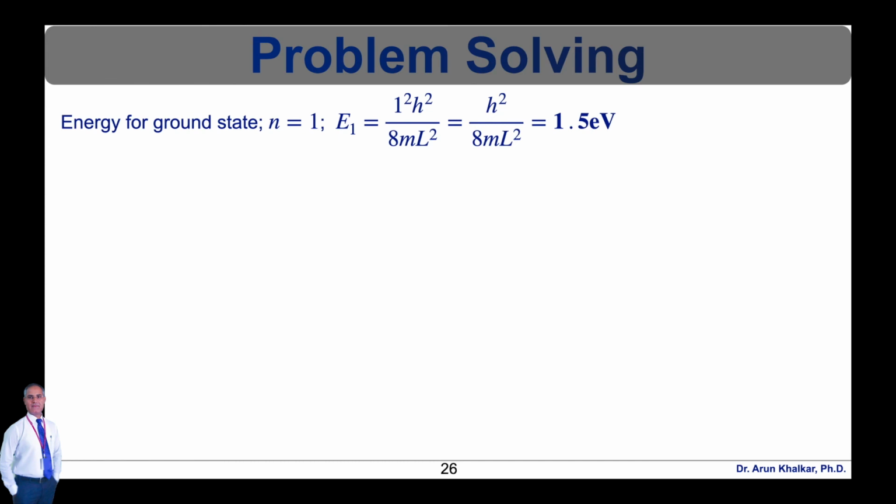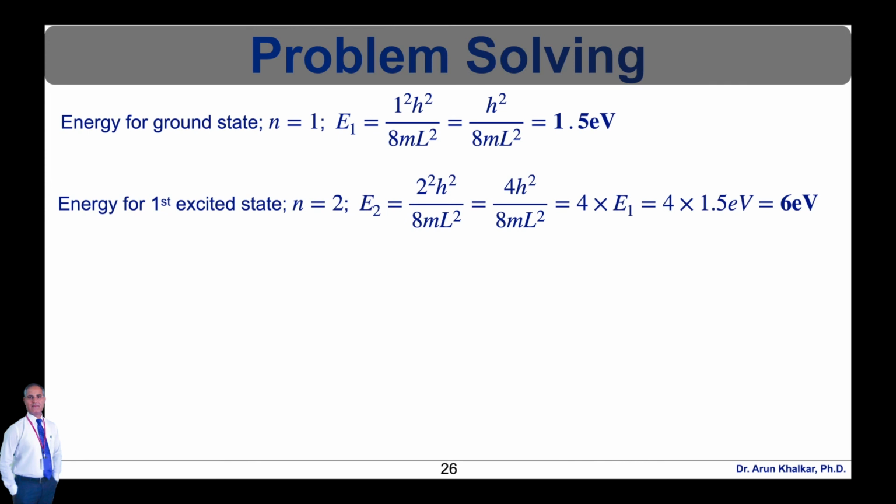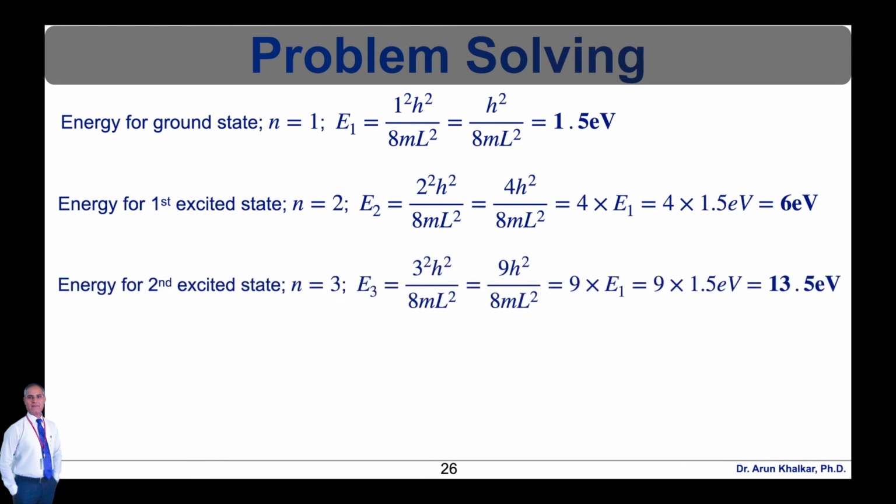Therefore, for the first excited state at n is equal to 2, we can write E2 is equal to 2² h² / 8mL², where n is equal to 2. So we can write 4h² / 8mL², that is nothing but 4 times the value of ground state, that is 4 × E1. So 4 × 1.5 electron volt, so we will get 6 electron volts. This is the energy of the first excited state, that is n is equal to 2.